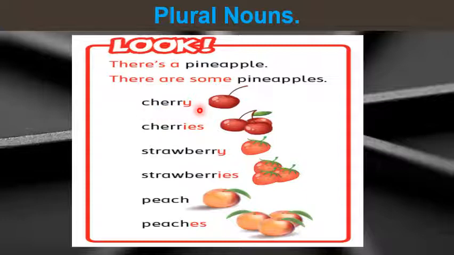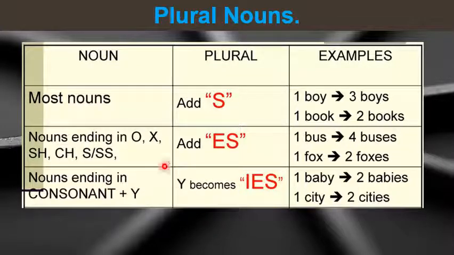All right. Look here, I have one cherry, but if I have more than one cherry, I say cherries. Also here, one strawberry, but if I have more than one, I say strawberries. Also here I have one peach, but here I have three, so I say peaches, three peaches. So what's the rule here? How to form the plural of nouns? It's very easy. You have to memorize the rule and apply it.